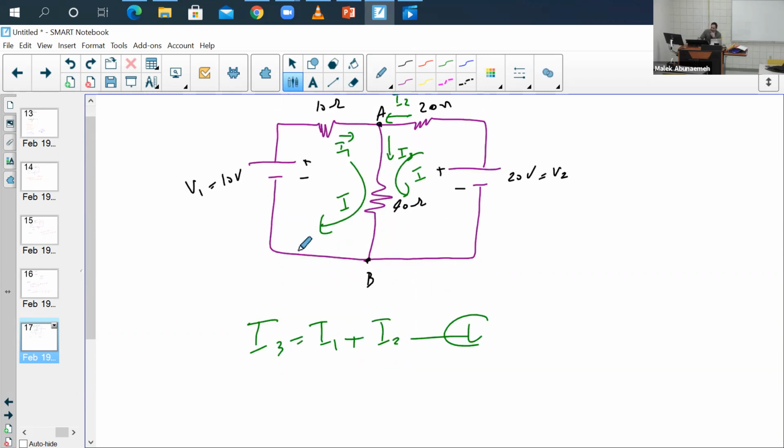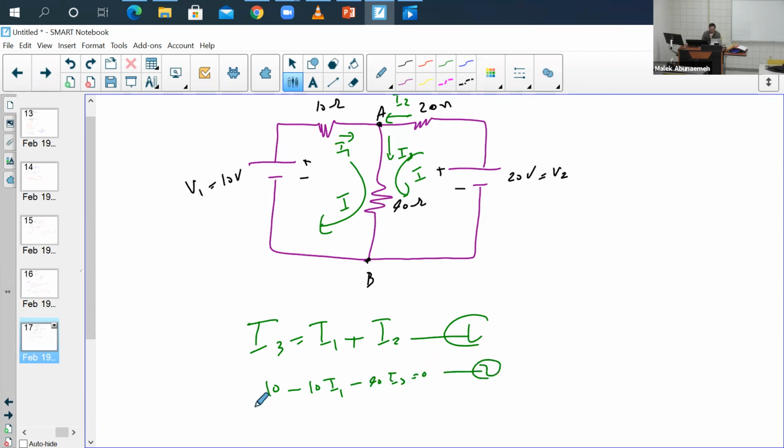Now looking at the first box over here, what you're going to have? This is coming out of the positive, so you're going to have 10 volts positive. That means this is going to drop to negative, minus 10I1. And then it's going to go down here, which is going to be I3, again connected to a negative. So minus 40 I3 is going to equal 0.